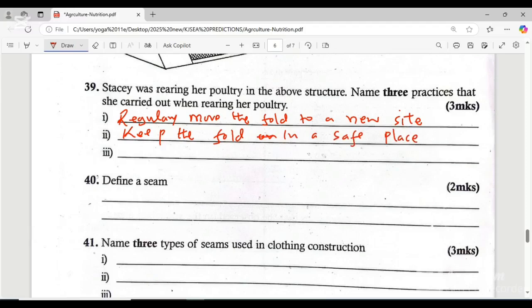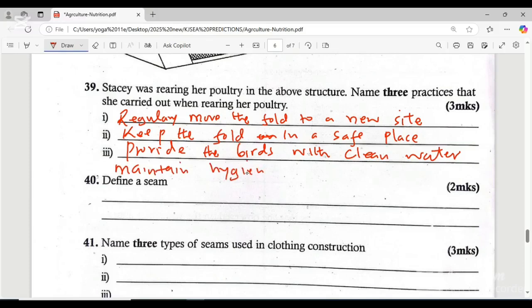Another practice, provide birds with clean water. Maintain hygiene in the fowl house.